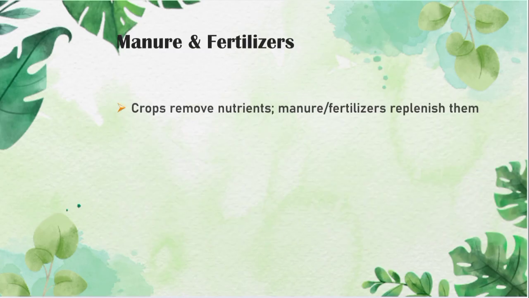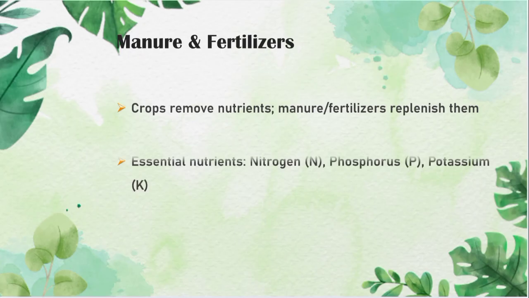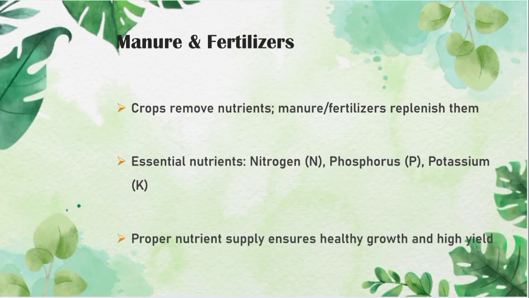Manure and fertilizers. Crops remove nutrients from the soil, so manure and fertilizers are used to replenish them. Essential nutrients include nitrogen N, phosphorus P, and potassium K. Proper nutrient supply ensures healthy crop growth and higher yield.